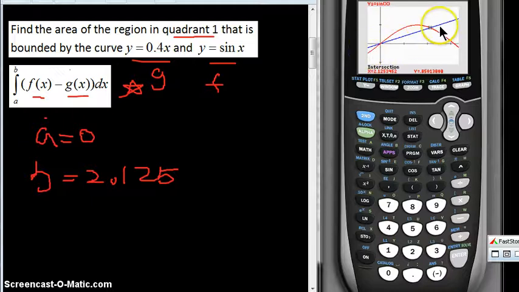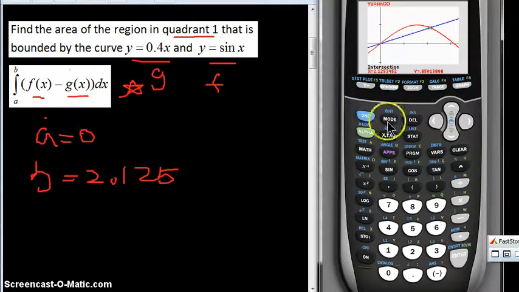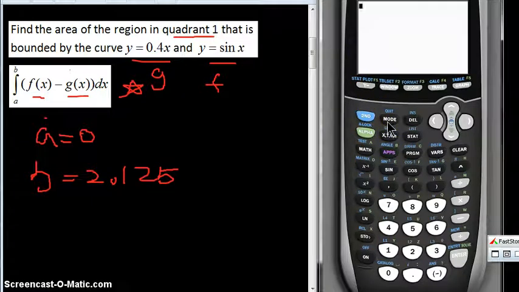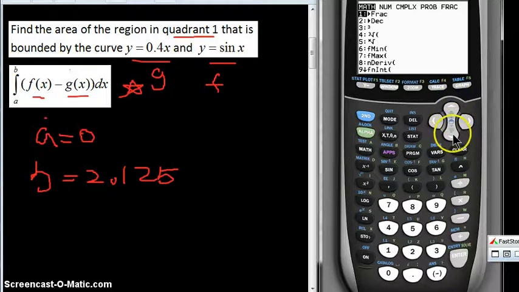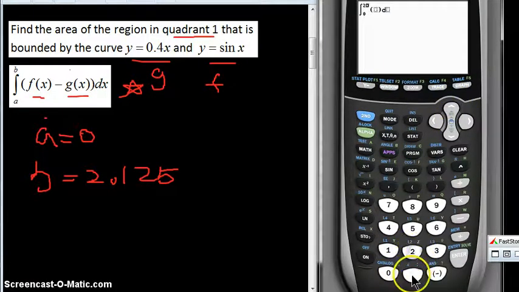And I'm going to quit. Click on quit, and go to math. And then go to number 9, definite integral. So my A in this case is 0. My B is 2.125.